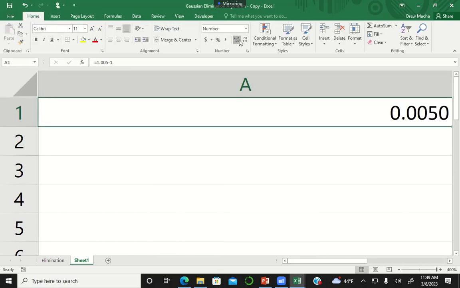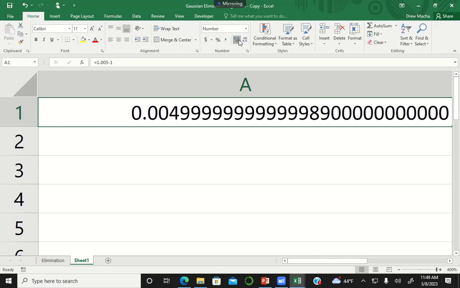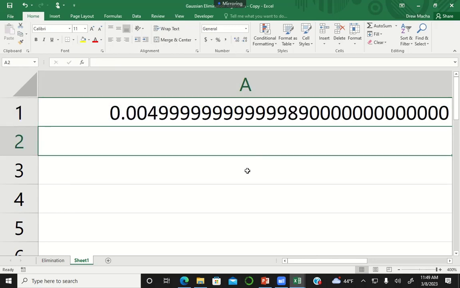But if I increase the precision and tell Microsoft Excel to give me more and more digits, then it breaks. And Excel's like, no, 1.005 minus 1 is actually 0.0049999999999. It's not exactly 0.005, which is a little bit dumb. You would hope that it would be exact, and it's just not.